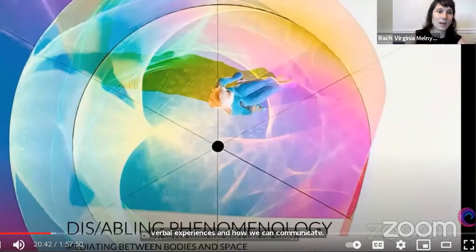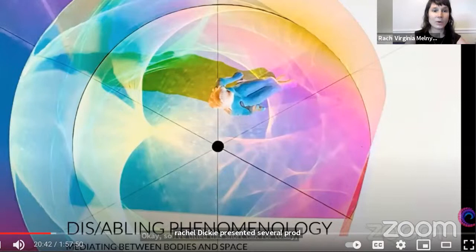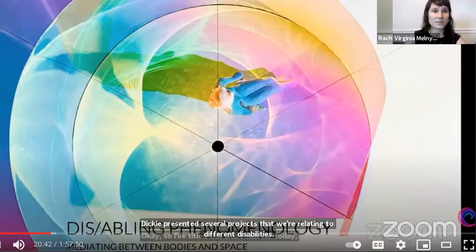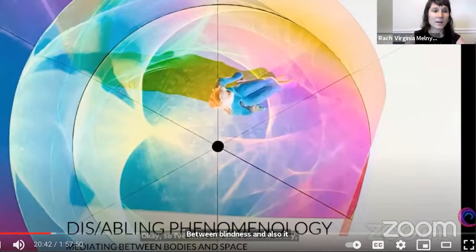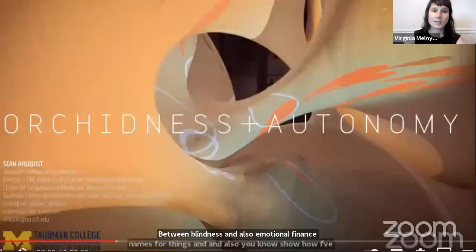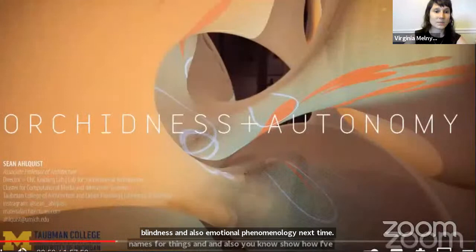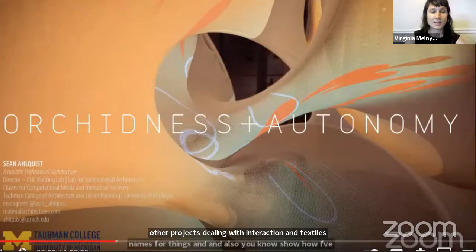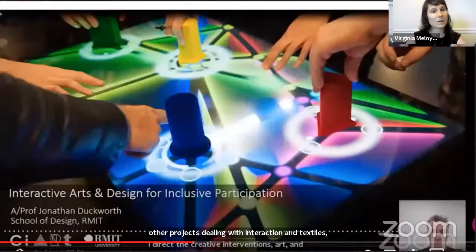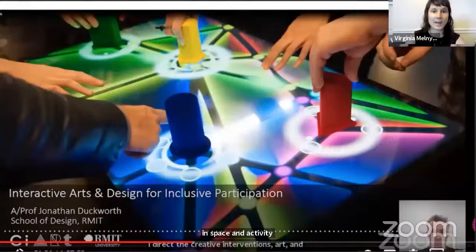Rachel Dickey presented several projects relating to different disabilities, between blindness and also emotional phenomenology. Sean Alquist presented on his sensory spaces and other projects dealing with interaction and textiles in space and tactility. And the last was a video sent in by Jonathan Duckworth, where he works with people with mobility issues and uses multimedia to help them regain mobility.